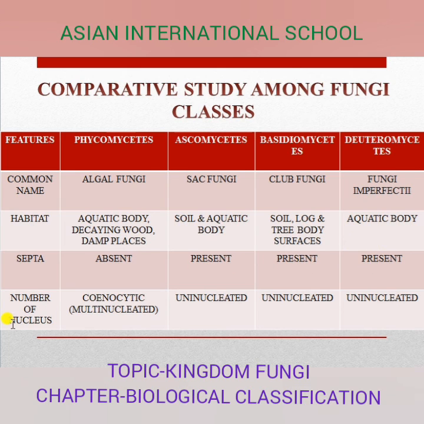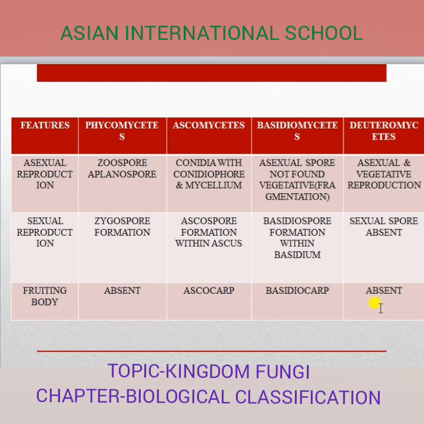Now, based on the number of nuclei, obviously they are also different from each other. Already we know in case of phycomycetes, septa is absent. That means they are multinucleated, or in one word, they can be called coenocytic. But ascomycetes, basidiomycetes and deuteromycetes all contain multiple compartments, and each and every compartment contains a single nucleus. That's why they are all uninucleated. Okay, going to the next.